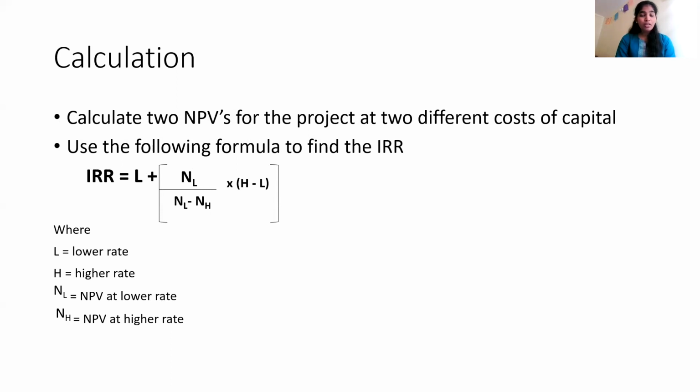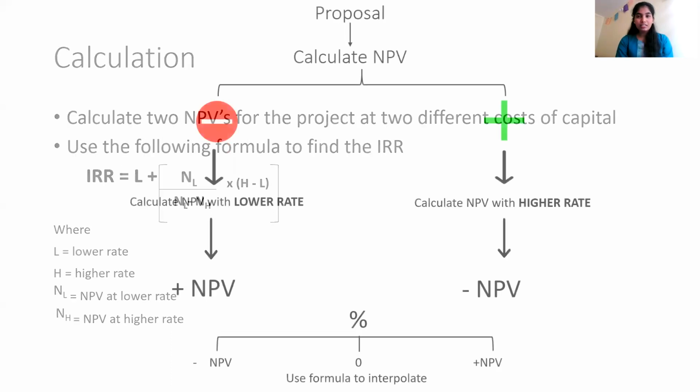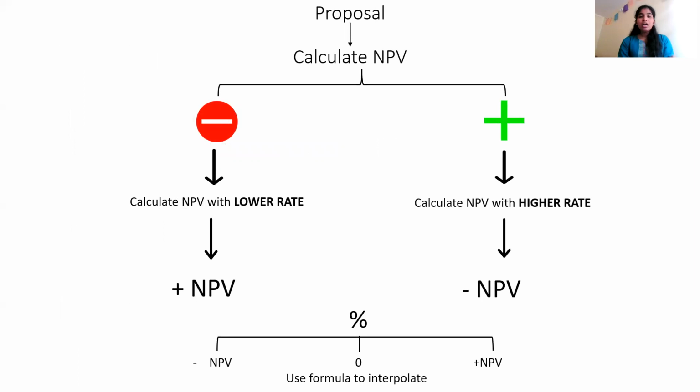So according to the formula, what data do we need? We need to calculate NPV at a lower rate and NPV at a higher rate and the discount factors which we'll be assuming. And you can assume whatever discount factors you need. I'll be telling about that while calculating the sum.